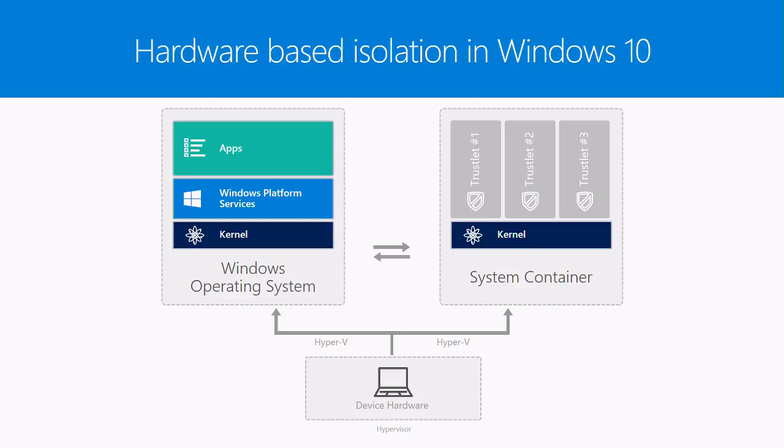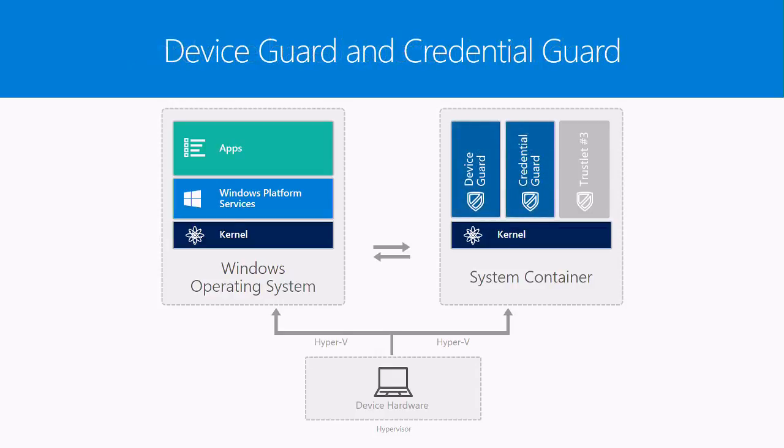What hardware-based isolation does is it allows us to leverage the primitives in the hardware to separate and build out another environment, essentially a system container, where we can put really critical stuff in. And there is a way stronger defensive barrier between one part of the OS and the other part of the OS. Within that, as part of Windows 10, we have released Device Guard and Credential Guard.